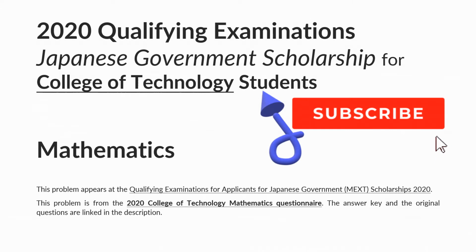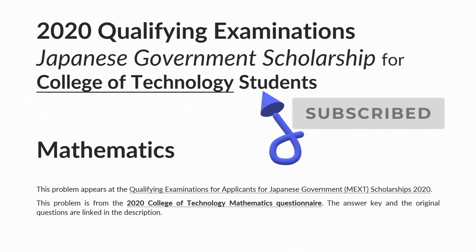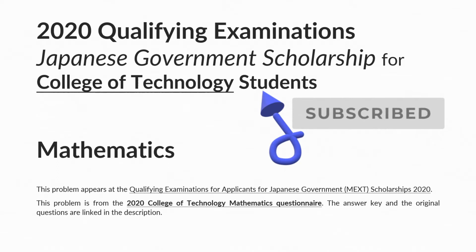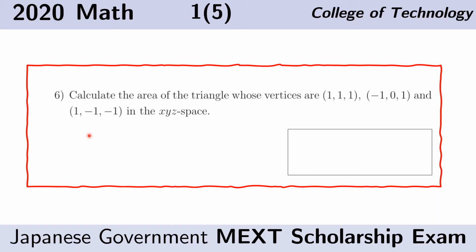This problem appears at the qualifying examinations for applicants for Japanese government or MEXT scholarships 2020. This problem is from the 2020 College of Technology Mathematics questionnaire. The answer key and the original questions are linked in the description.